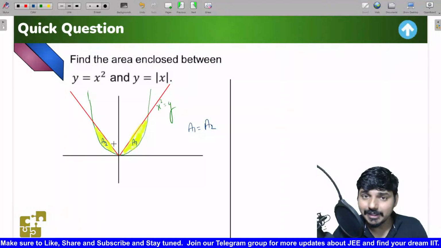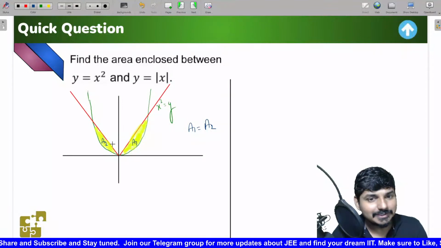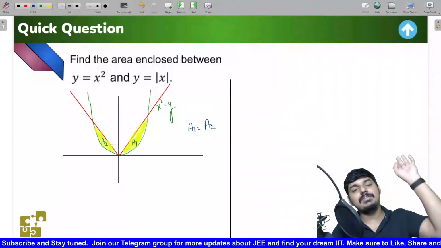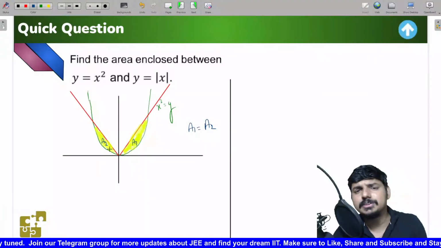So whenever in a problem, in a diagram, in a region, wherever symmetry is going to be involved, guys, definitely use that. It's going to make the question much more simple for you.